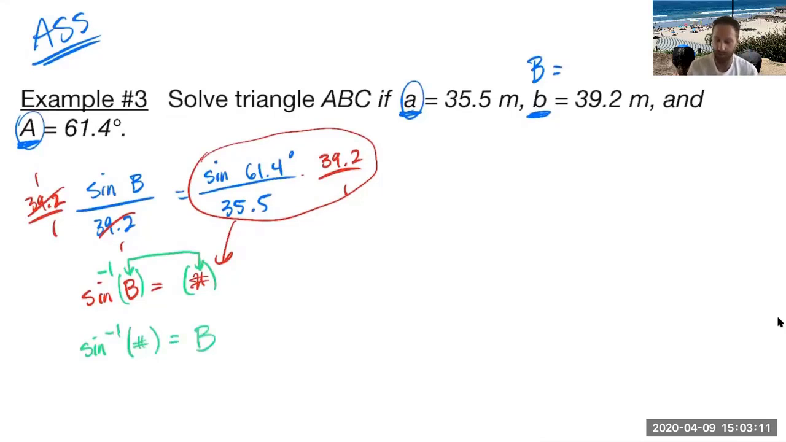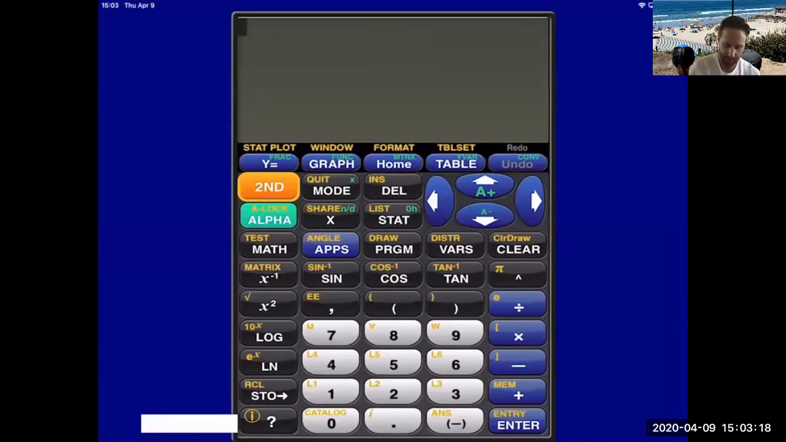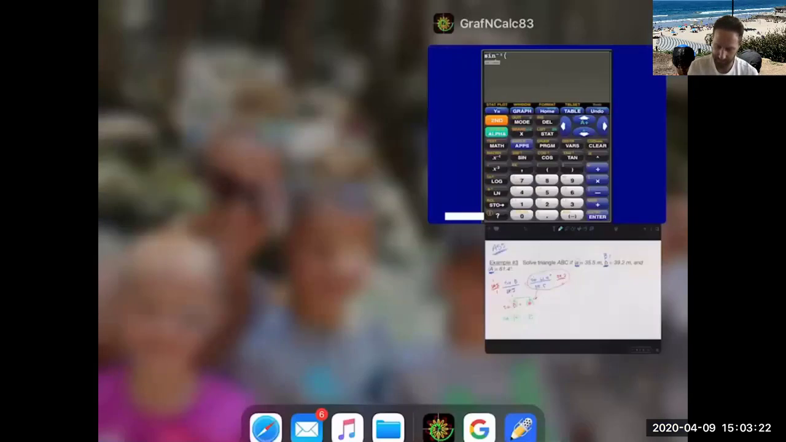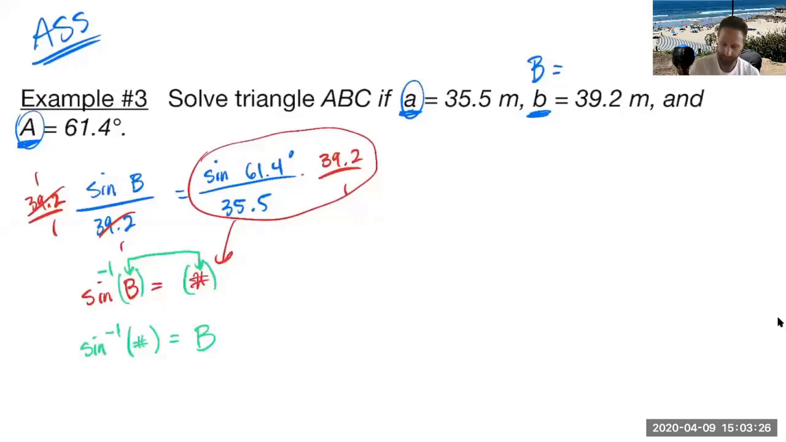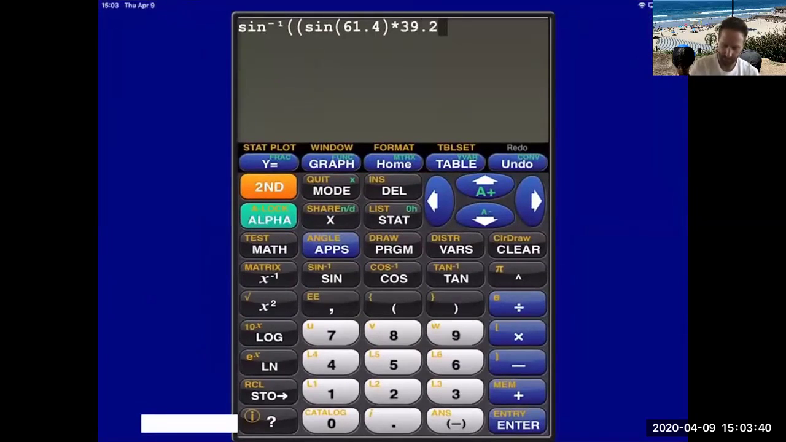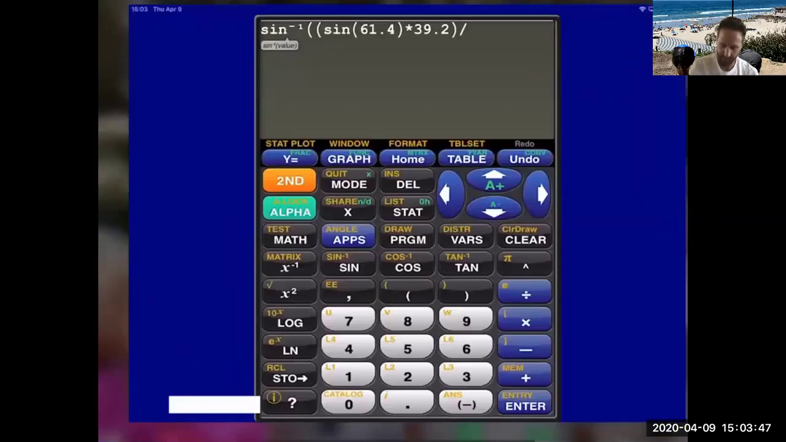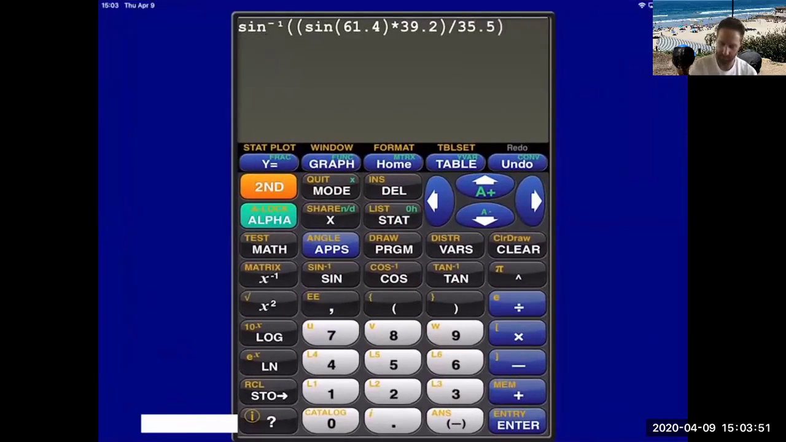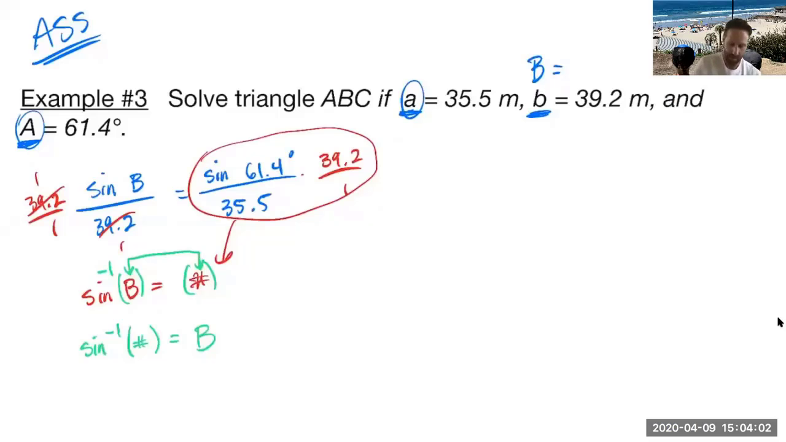Now, if you want to actually try this all in one step in your calculator, you can. Just be careful. Make sure you use the correct number of parentheses. So let me see if I can do it here. Inverse sine of, we said sine of 61.4, which was being multiplied by 39.2. And then we also wanted to take that and divide it by 35.5. Close off that set of parentheses, hit enter, and it gives me the angle. So if you want to save a few steps, you can do it that way. Just remember your sig figs. In this case, 75.8 is what we are going to say angle B is equal to.